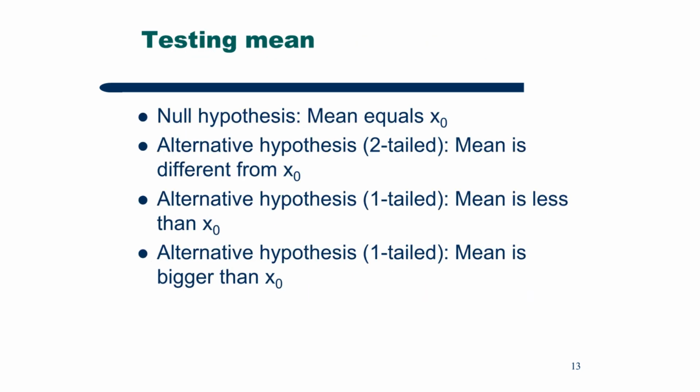Testing mean, null hypothesis: mean equals x0. Alternative hypothesis, two-tailed: mean is different from x0. Alternative hypothesis, one-tailed: mean is less than x0. Alternative hypothesis, one-tailed: mean is bigger than x0.